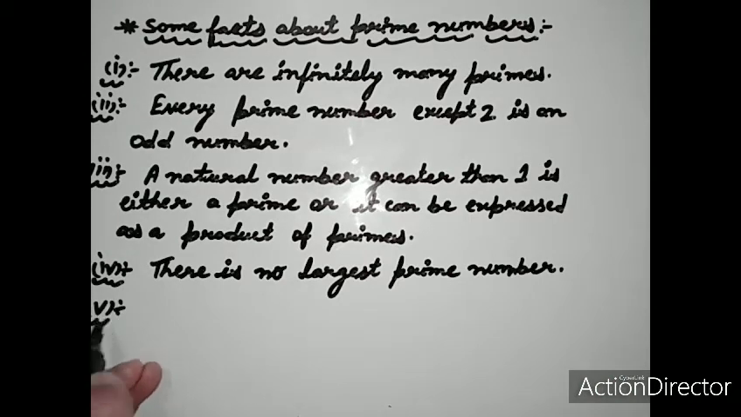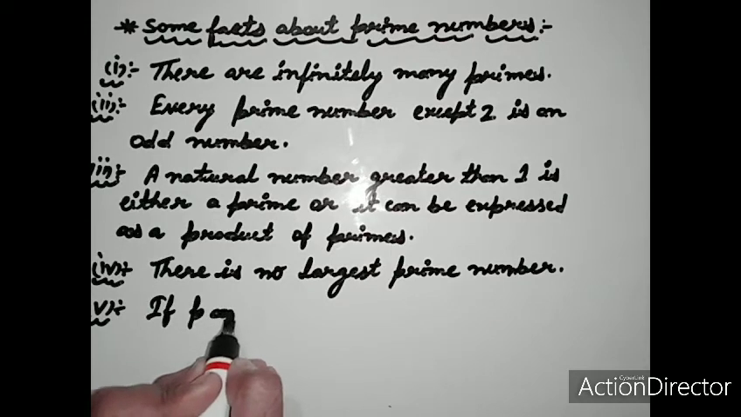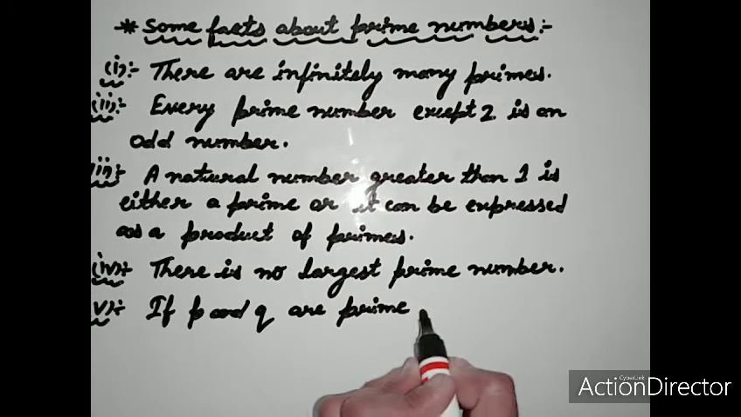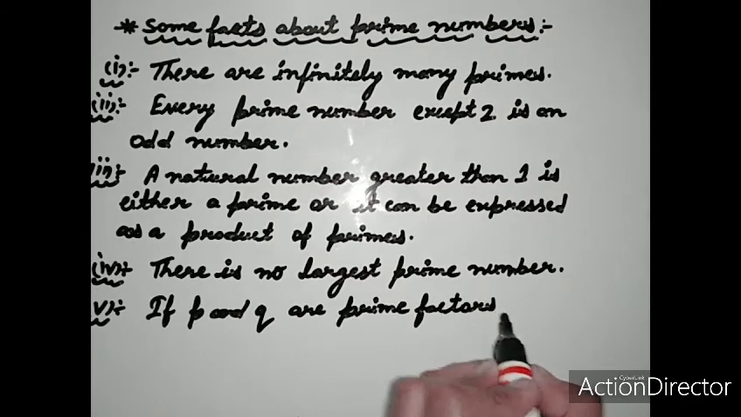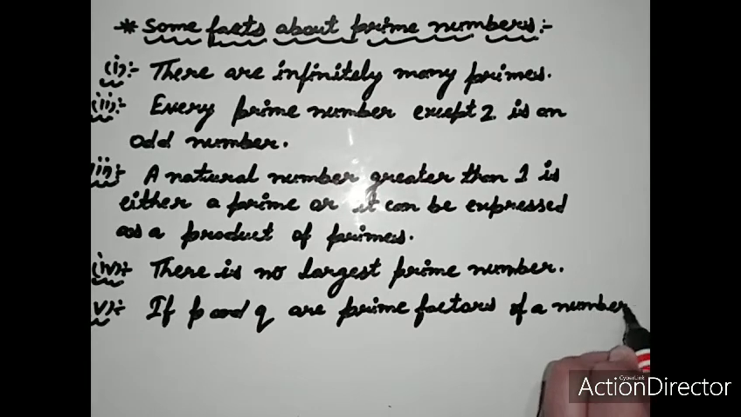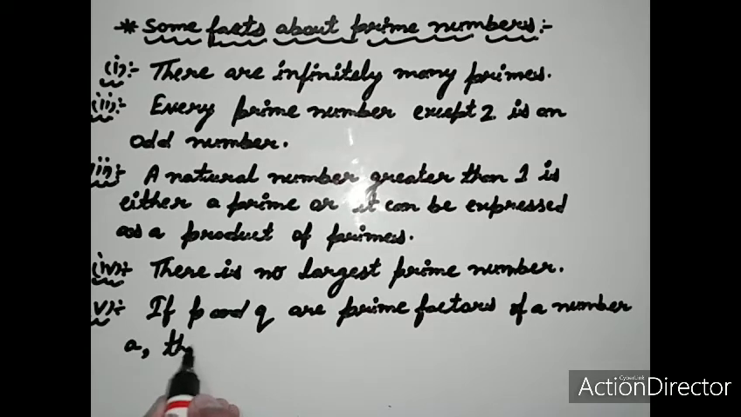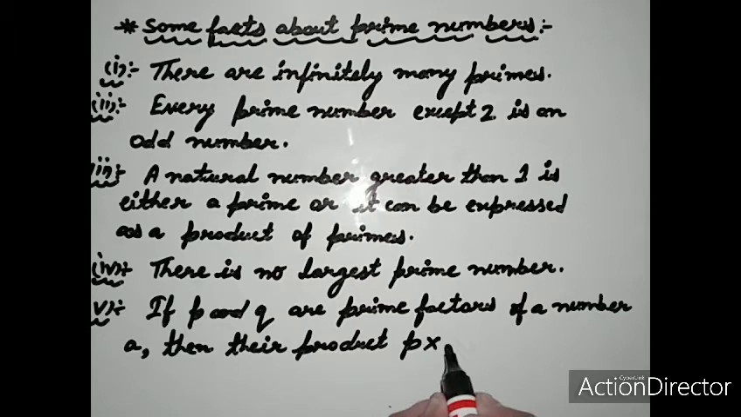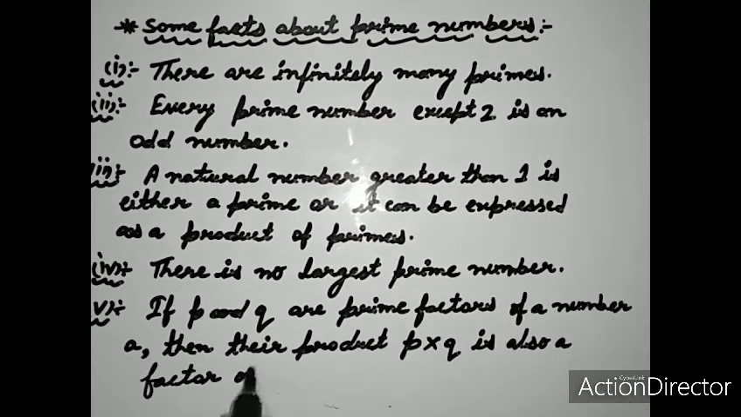Now fact 5: if P and Q are prime factors of a number A, then their product P and Q is also a factor of A. Okay students, so these are some facts about prime numbers.